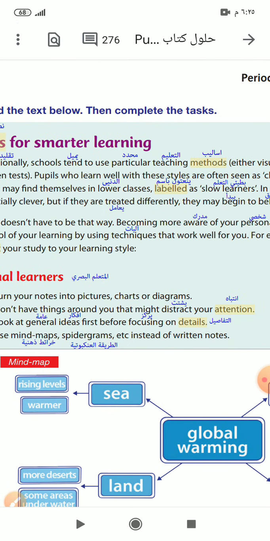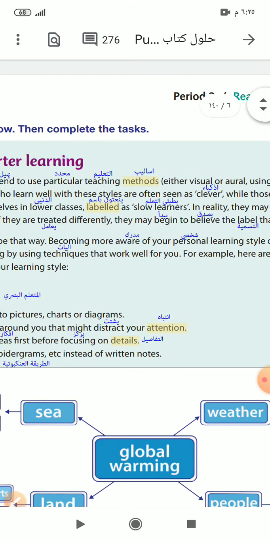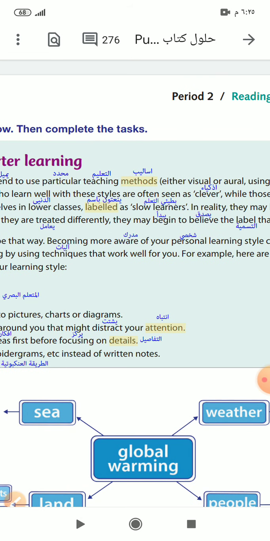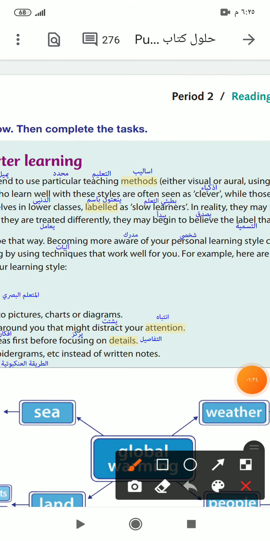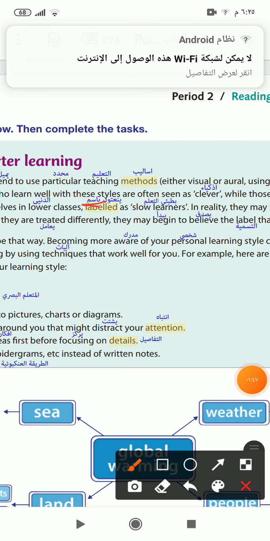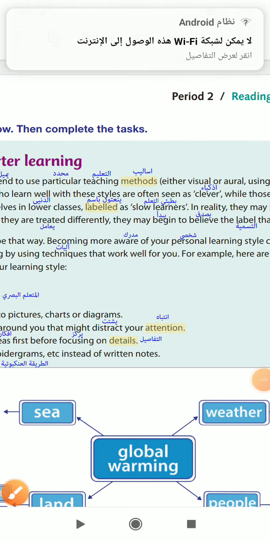Line number 2. Pupils who learn well with these styles are often seen as clever. وهدول الطلاب اللي بيستخدموا these styles these. What does this pronoun refer to? To the students. Are often seen as clever. بصنفوهم على إنهم clever. What do you mean by clever? This is the opposite of stupid. عكس كلمة stupid أذكياء. Okay.